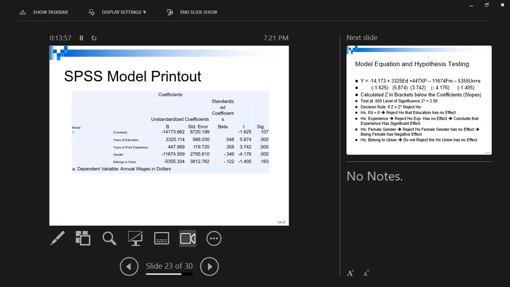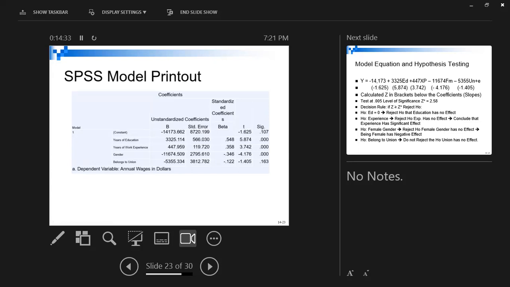For example, here, this is a model of wages, annual wages in dollars. So what if somebody has no education, no experience? Of course, there's no such thing as not having a gender, and we're not talking about a union. What is their wage? You can see that somebody like that is probably not employable.